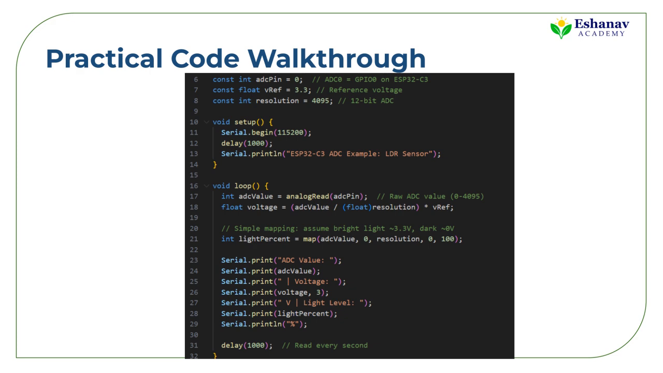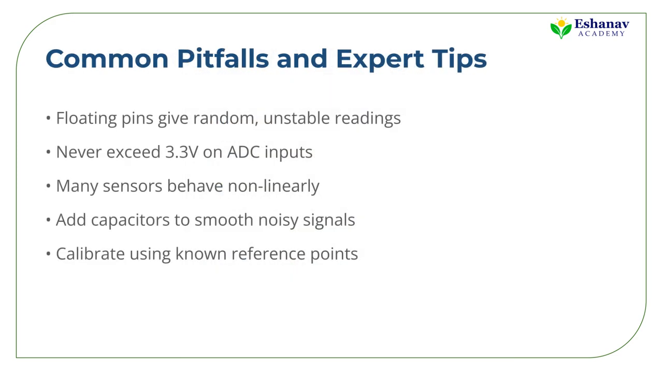Engineers often trip over a few recurring issues when working with ADCs. First, never leave an ADC pin floating. Without a proper circuit, it will show random numbers. Second, remember that your ESP32 cannot tolerate voltages above 3.3 volts, so always scale higher inputs with resistors. Third, sensors like LDRs are nonlinear. Don't assume percentages are absolute. If accuracy matters, calibrate with real-world references.